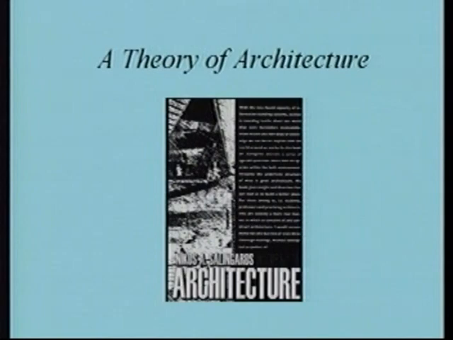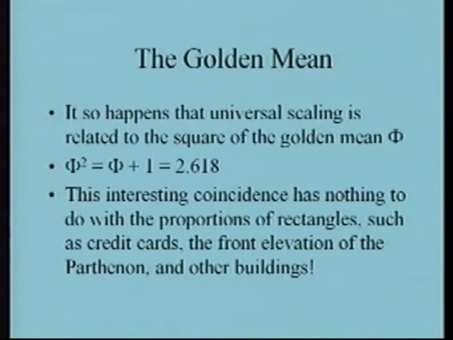So I promised that I'm going to relate this to the golden mean. If you remember, in the universal scaling sequence, the ratio of the terms tends to this number 2.618. Well, 2.618 happens to be the square of the golden mean phi. The golden mean, of course, is 1.618, and you have phi squared equals phi plus 1. That's how we get 2.618.